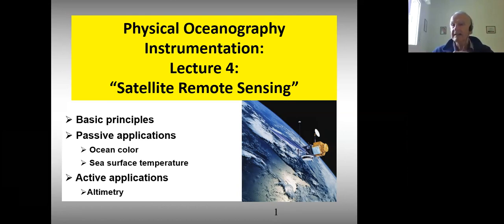Then we have the active applications. Active application means that the satellite sends the signal toward the Earth and then looks at the reflecting signal from the Earth's surface. So these are the two essential principles of satellite remote sensing. And so we will now be discussing these things.